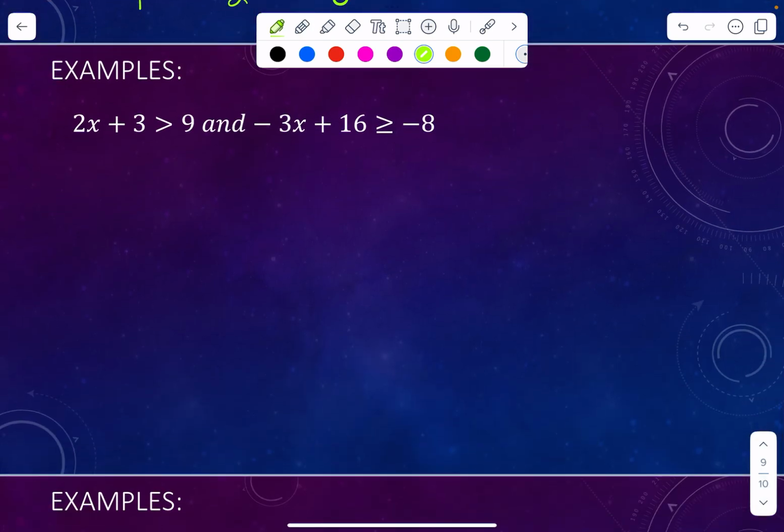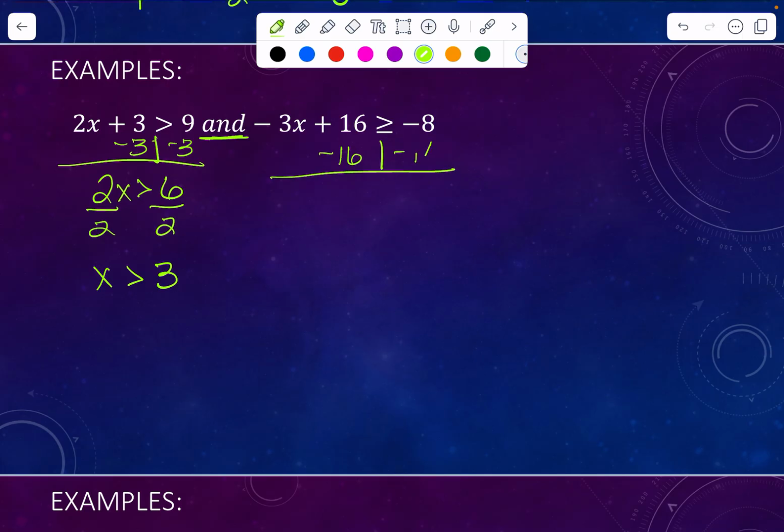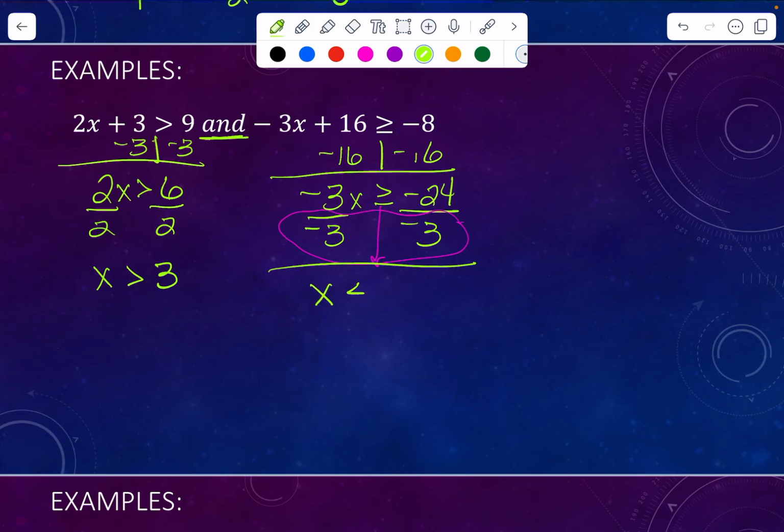Okay, let's try another one. This one you'll notice is written out with the and. So the first thing I'm going to do is minus 3. Then I'm going to divide by 2. And then over here, I'm going to minus the 16. And that's going to give me negative 3x is greater than or equal to negative 24. Then I'm going to divide by negative 3, which remember, makes that inequality flip, right? So as I bring that down, I'm going to flip that inequality.